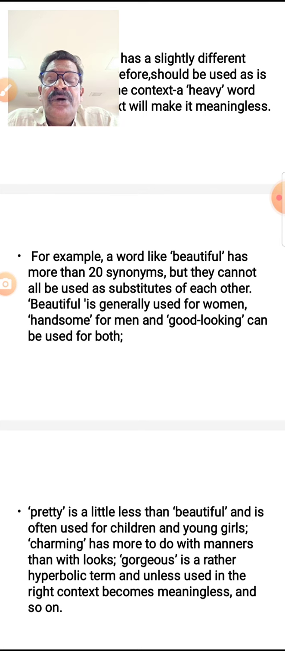is also an adjective. This is related to male gender. That means it is supposed to be used for men. And there is one more word, good looking. Good looking can be used for both female gender as well as male gender.